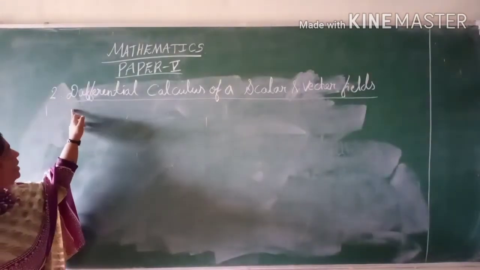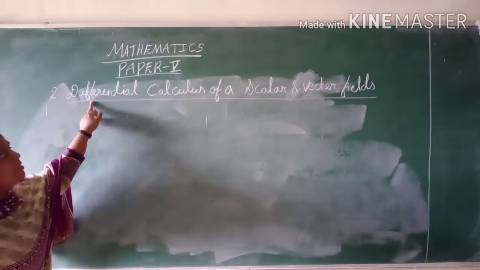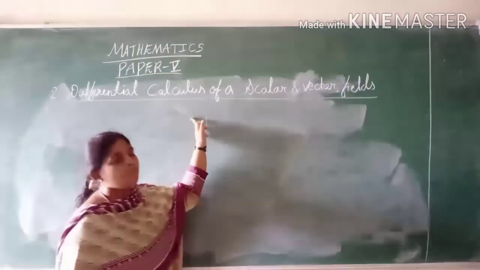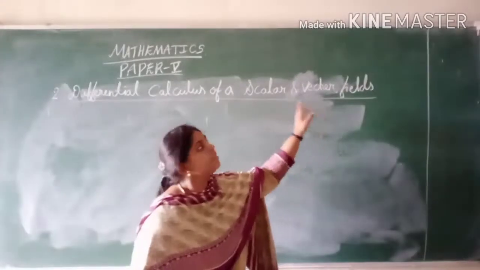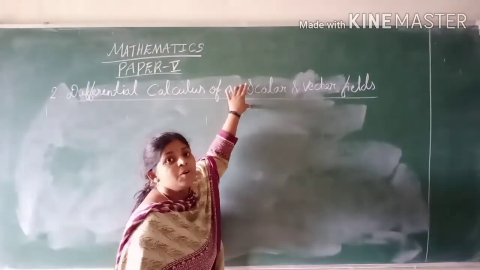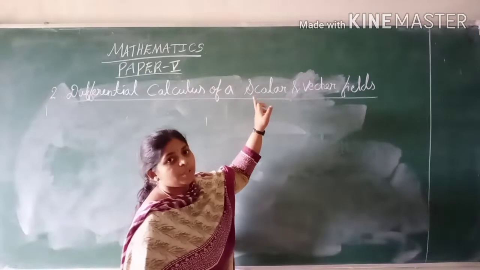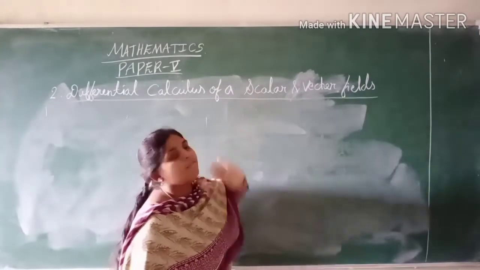Just first I will take Unit 2. Unit 2 name is Differential Calculus of Scalar and Vector Fields. See, in this chapter, as I have already told you, we are learning scalar and vector point functions.